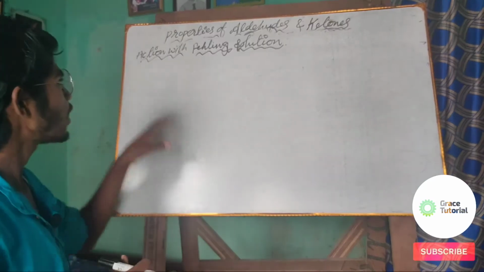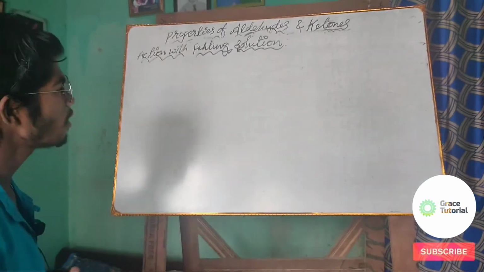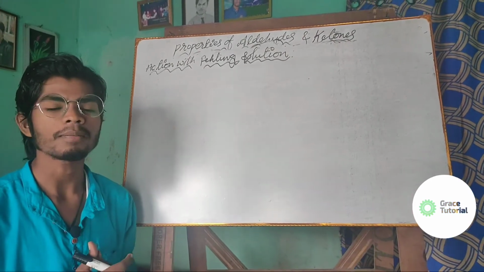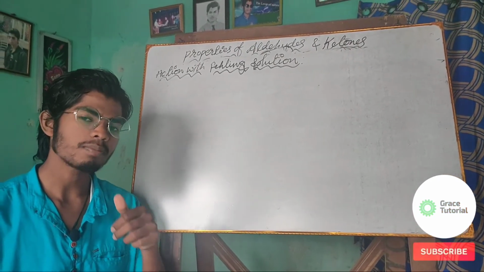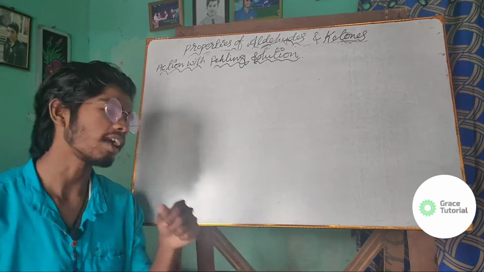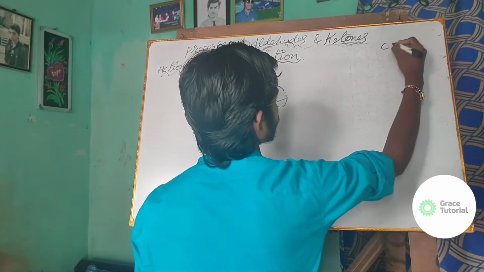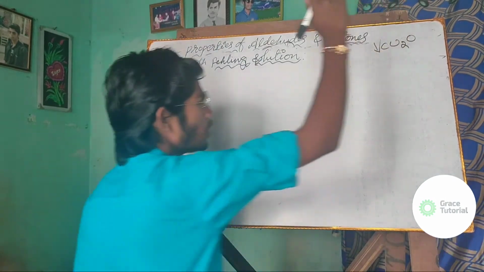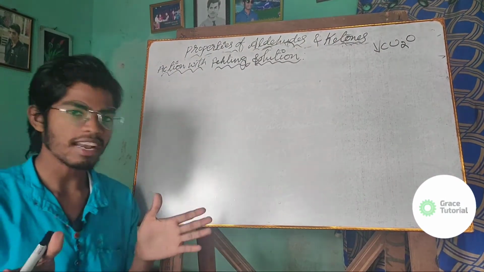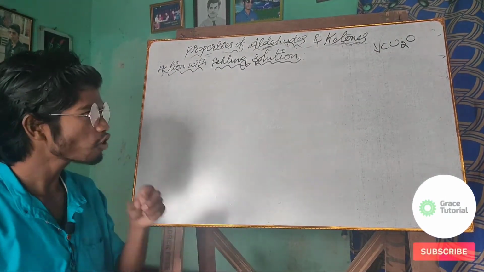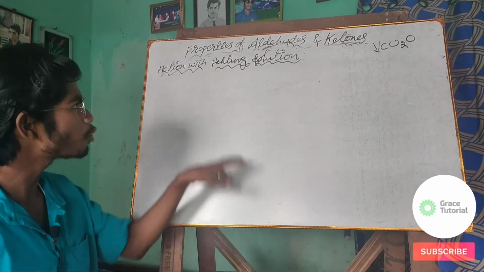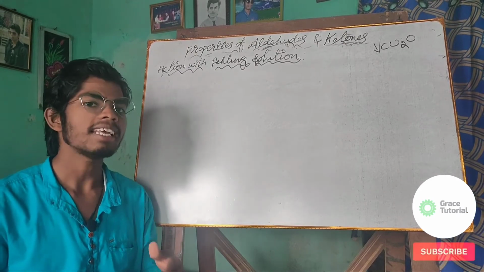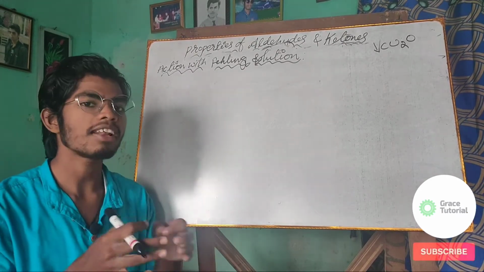If you look at the action with Fehling solution, when aldehydes react with Fehling solution, a red-brown precipitate of cuprous oxide, that is Cu2O, is obtained. But first of all, we need to understand what we mean by Fehling solution. Fehling solution is basically a mixture of Fehling solution A and Fehling solution B.